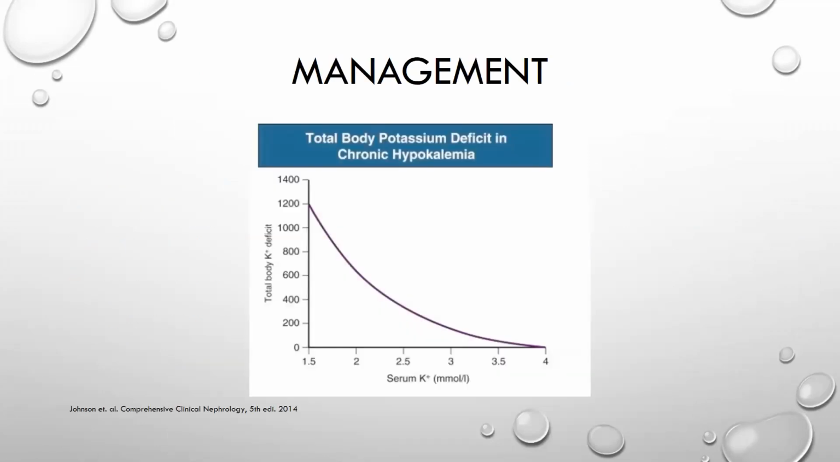One thing when we manage hypokalemia is to remember that the value we see is from the plasma, and that reflects a significant total body deficit. Say someone has a potassium of 3, for example, their total body deficit is upwards of 200 plus. So keep that in mind when we are trying to treat hypokalemia and replenish that.